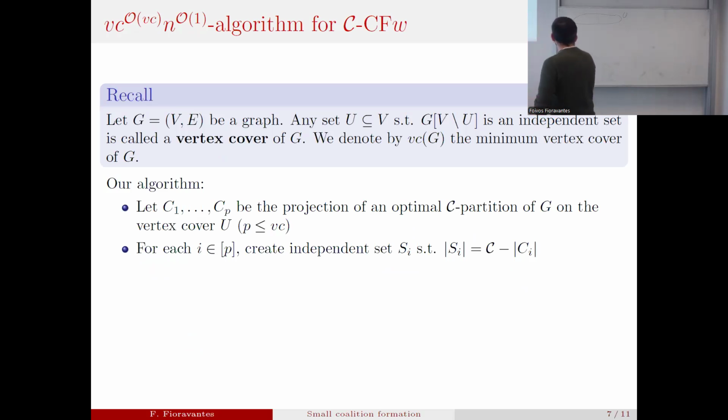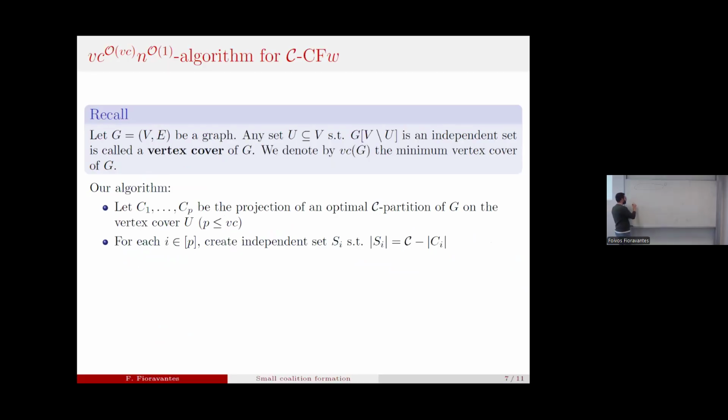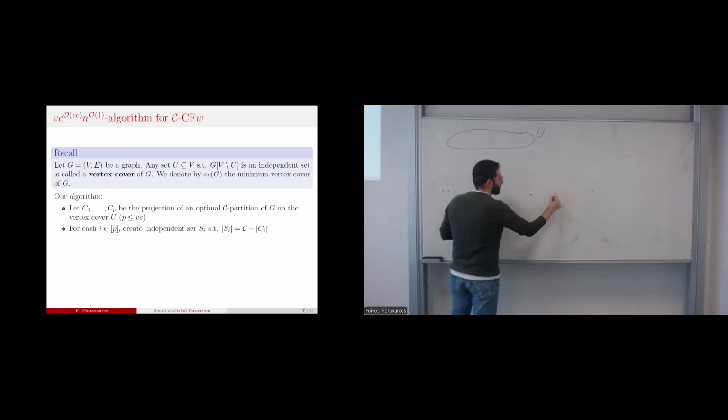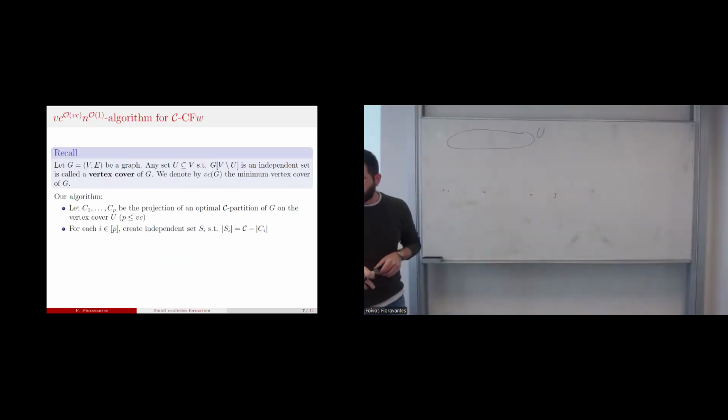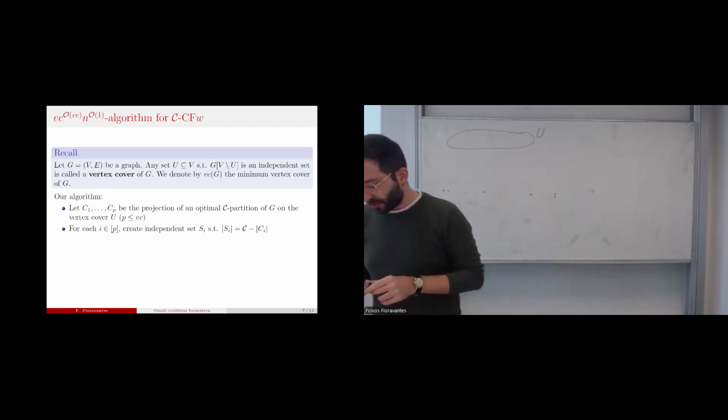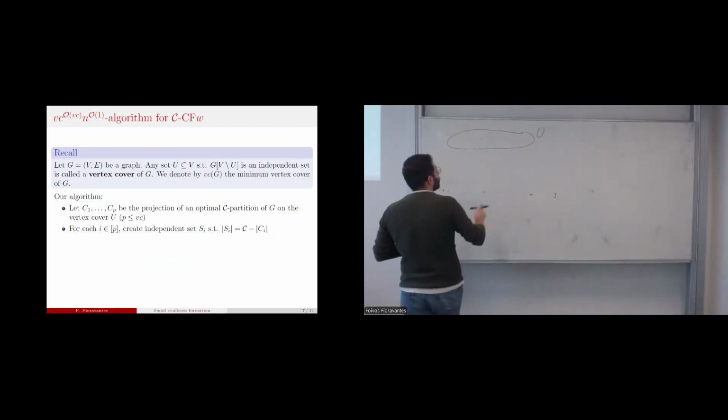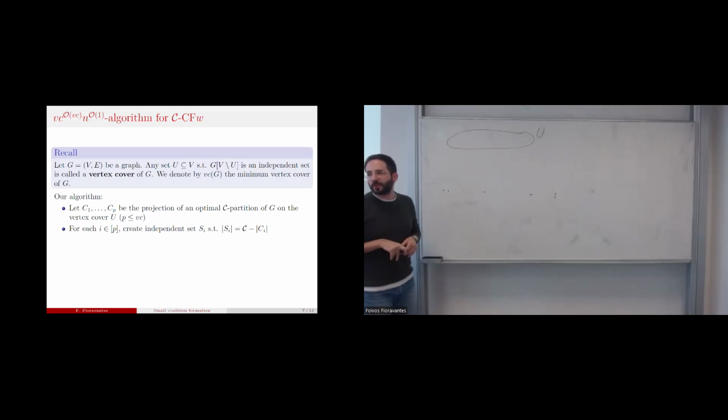Vertex cover. We have here our vertex cover. We have here our independent set. And we take a projection of the optimal partition on the vertex cover, which means I compute all of them, and I do whatever I will do for all of them. And if what I do here is polynomial, then I have my promised running time.